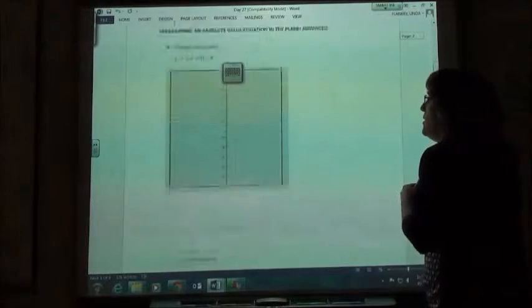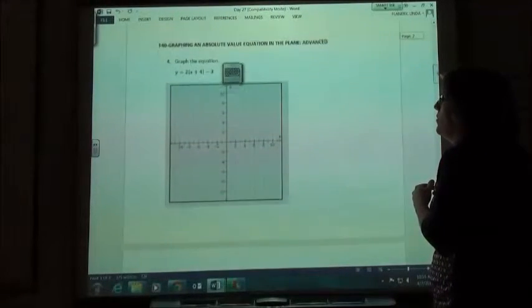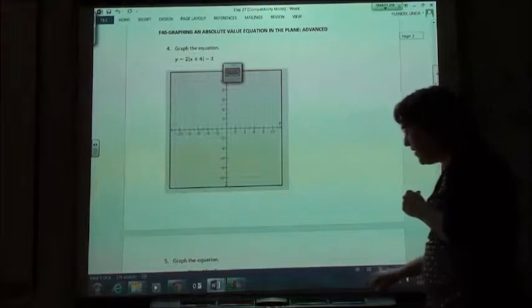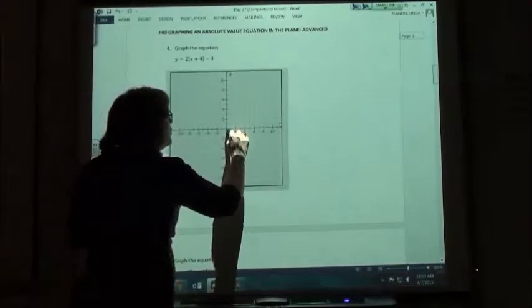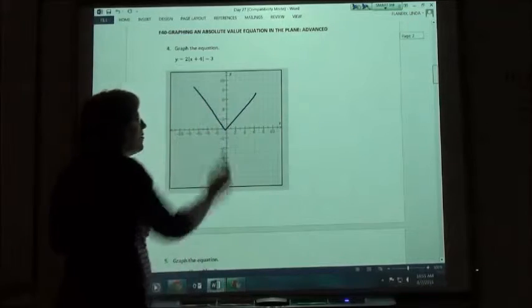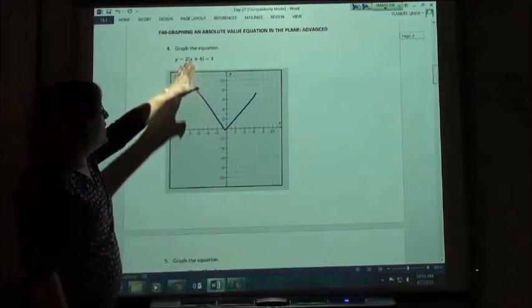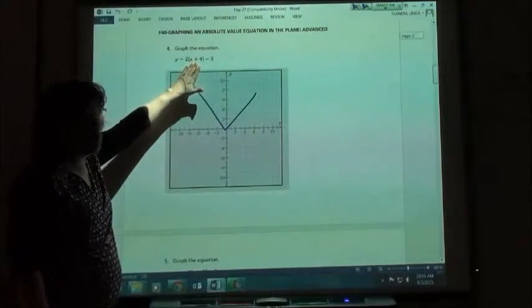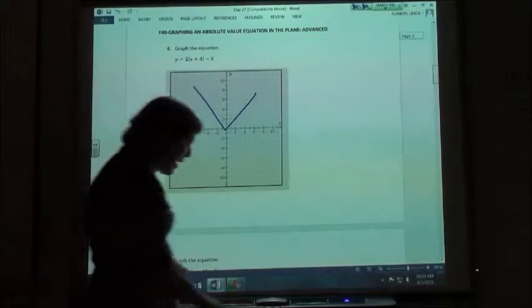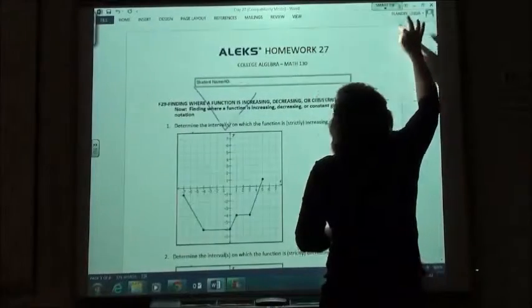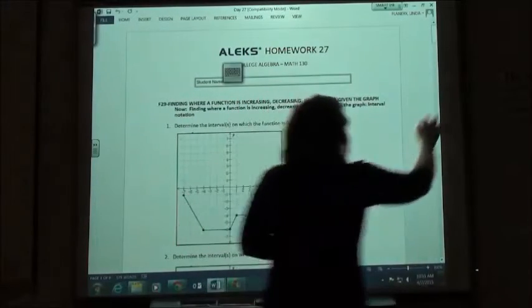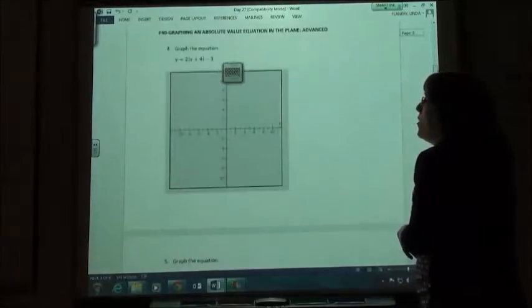Number 4 wants us to graph an absolute value function. Normally an absolute value function looks like a V right in the middle of my graph, something like that. This one is going to have some shifts to it because it has the adding and subtracting. So let me clear out my absolute value and go back down to number 4.